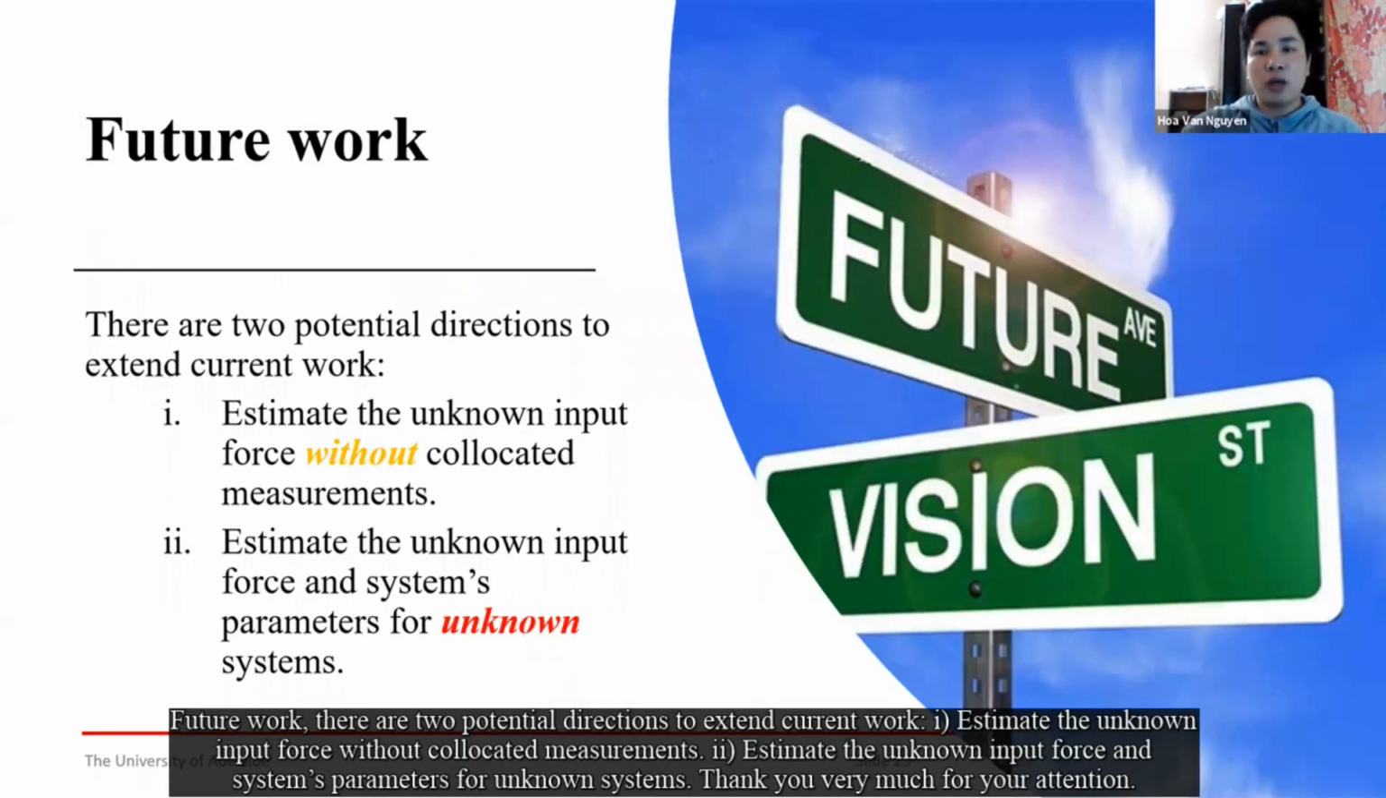In future work, there are two potential directions to extend the current work: estimating the unknown input force without collocated measurements, and second, estimating the unknown input force and system parameters for an unknown system.